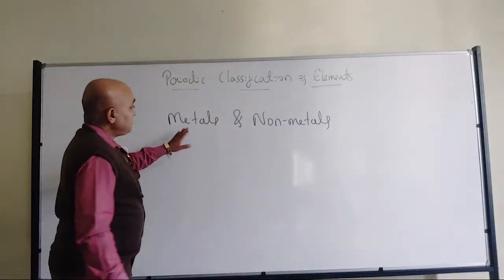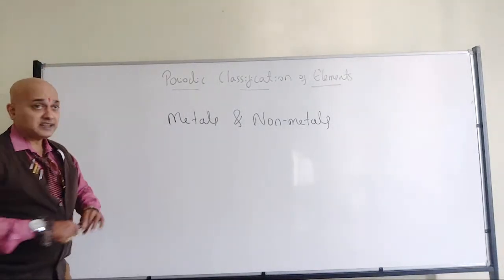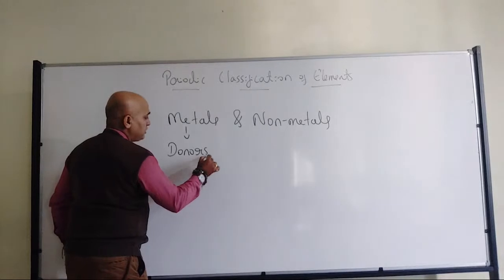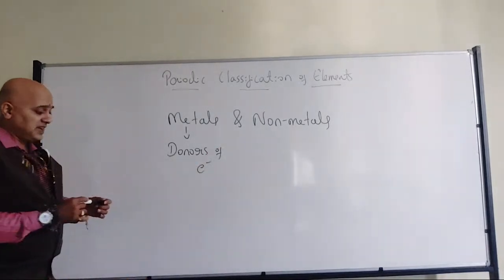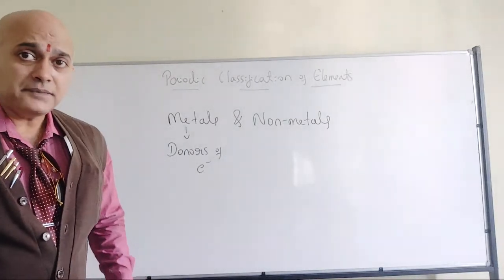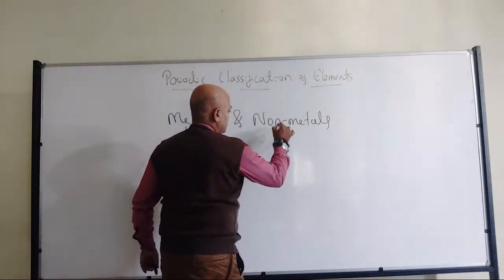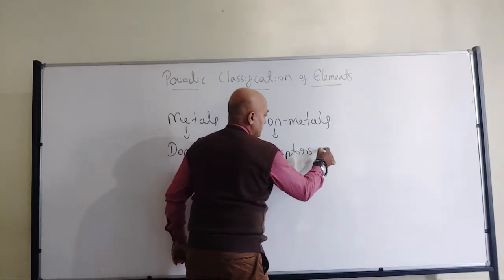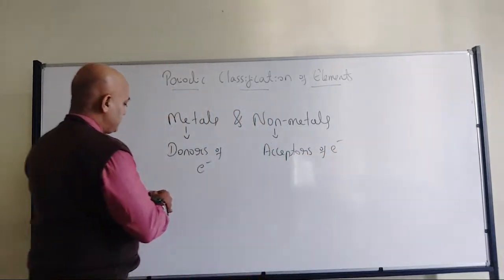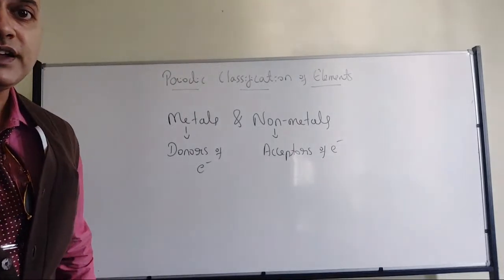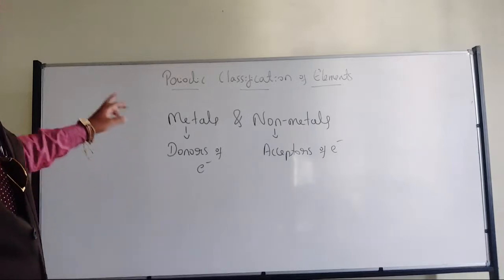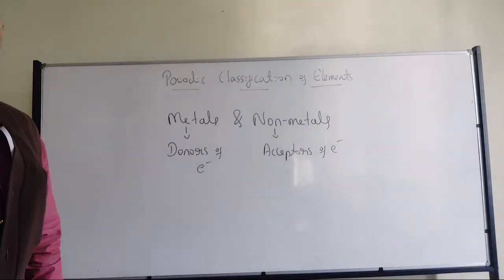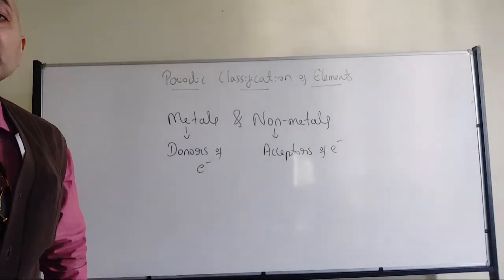But now I will tell that metals have one good character, that they are very good donors of electrons. That's where we have the metals. When I talk about the non-metals, they are very good acceptors of electrons. So metals are donors of electrons and non-metals are acceptors of electrons.